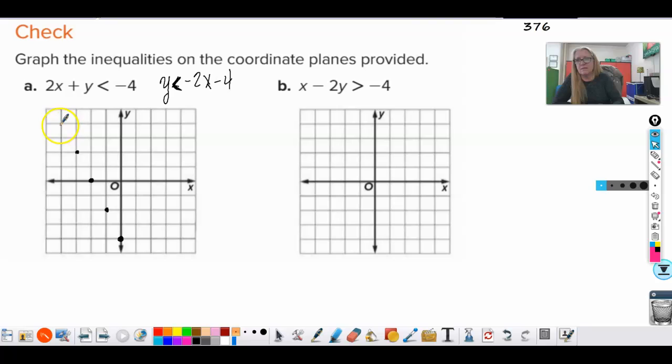Having lots of dots makes this easy for me to graph. You might need to do this because I'm having to do it on paper, so it might help you. All right, so we're going to have a dotted line.